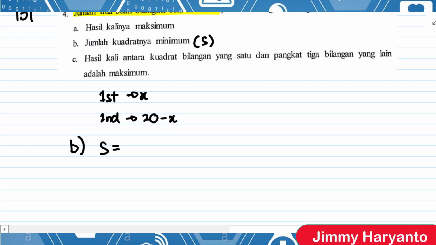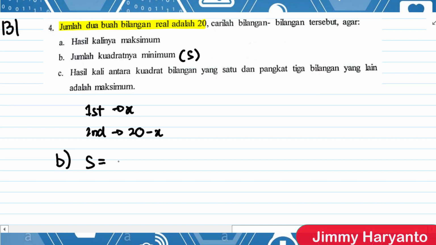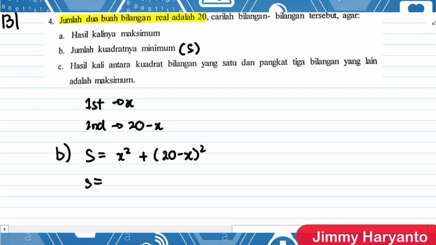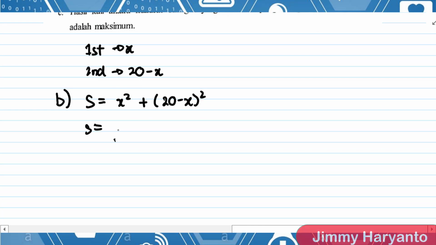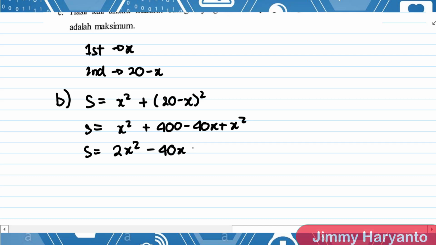Okay, so for the second one, jumlah kuadrat minimum, it will be x squared, the square of the first number. Jumlah means add it with the square of the second number. And then you have to simplify it first. So you will have x squared plus 400 minus 40x plus x squared. And from this one you can find the result, negative 40x plus 400.